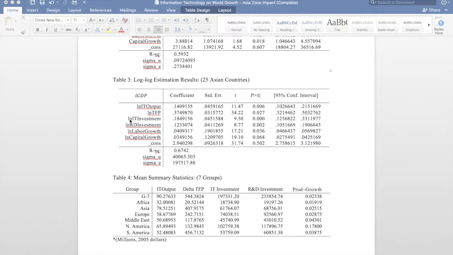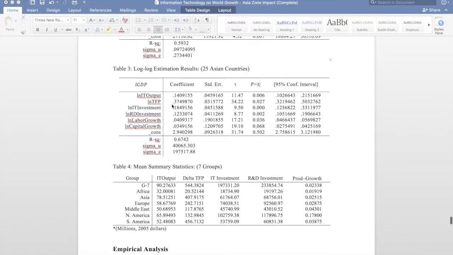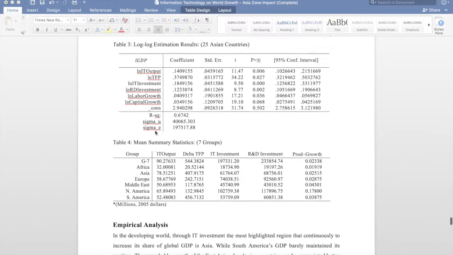So it seems like IT investment and R&D investment do have some kind of collinearity. They might be a little bit close to each other. However, they do show significance in affecting GDP and the other variables.